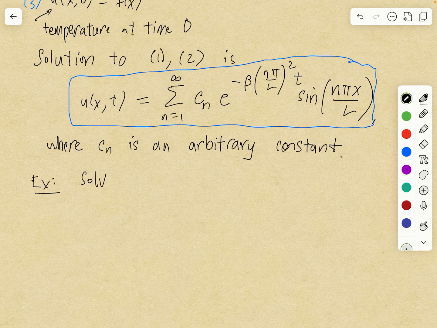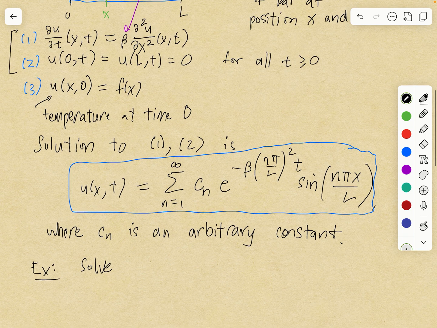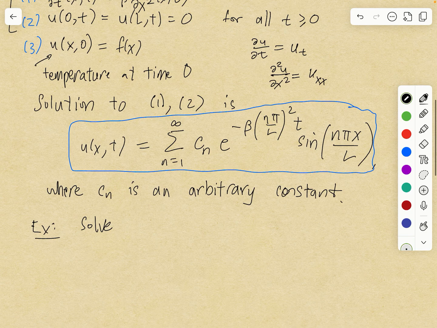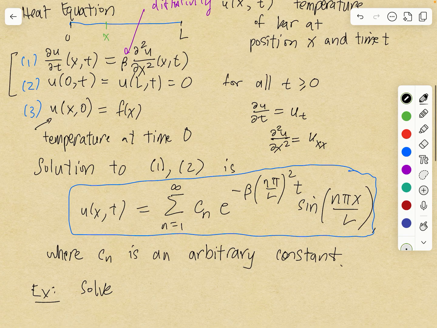By the way, let's remind ourselves that another notation for the partial derivative with respect to t is just u sub t. It's a lot faster to write. The second partial derivative with respect to x would be u sub xx. So sometimes it's written as u sub t equals beta times u sub xx. In the Boyce and DePrima book, instead of beta, they use alpha squared. In the Nagle, Saff, and Snider book, they use beta.